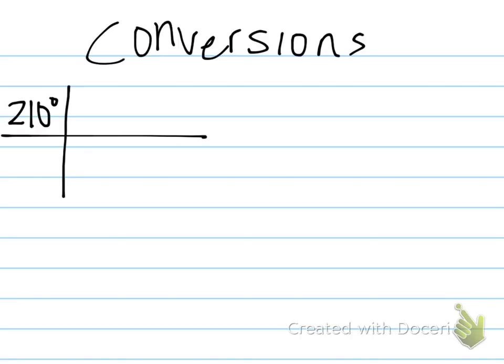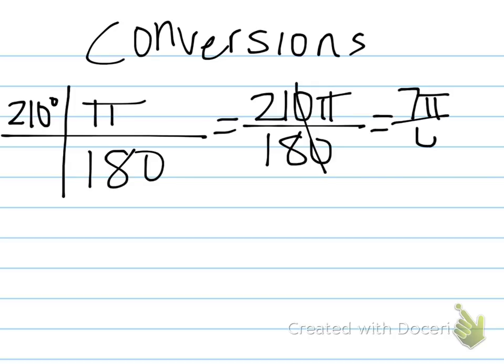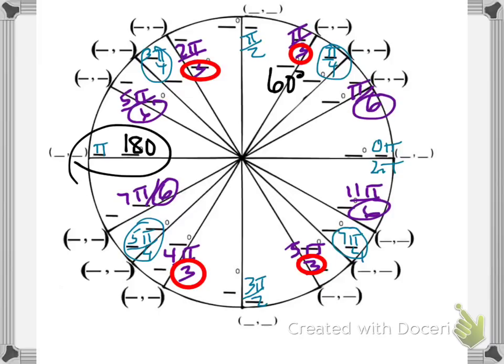All right, so what if we want to go the other way? Well, that means that we want to introduce a pi into our measurement because most of our radians, or all of them actually, have pi's in them. So I'm going to want the pi to be on top this time, and my other factor will be on the bottom. So now I'm going to multiply across. I get 210 pi divided by 180, and this can be reduced. So I can reduce out the zeros, and then 21 and 18 are both divisible by 3 to give me 7 pi over 6. And we can confirm that on our unit circle because we know that 7 pi over 6 is 210 degrees.